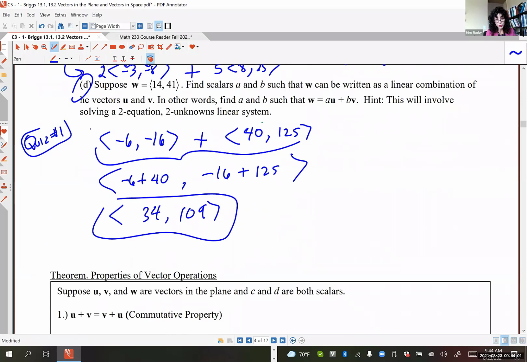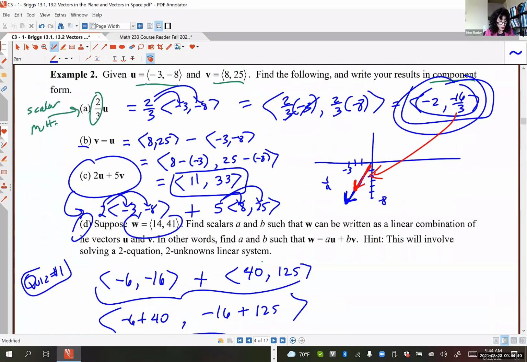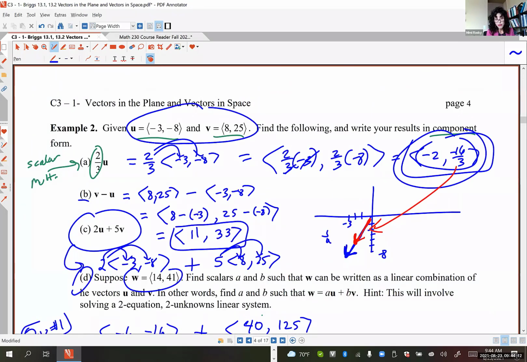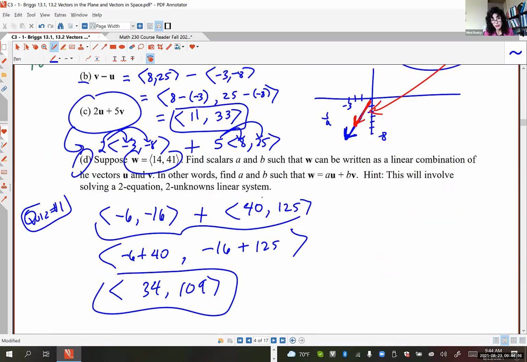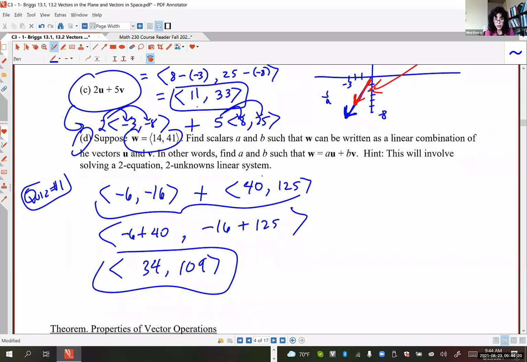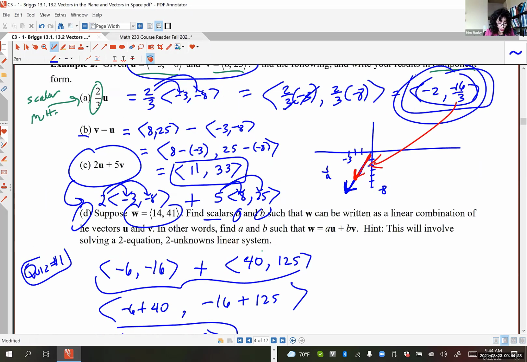So how does this operate here? They're giving you a vector W. And you already know what U and V are because they gave you U and V already. So you know all 3 vectors. So what do they want? They want you to find 2 scalars, pure numbers, A and B, such that you can write W as a linear combination of the vectors U and V.